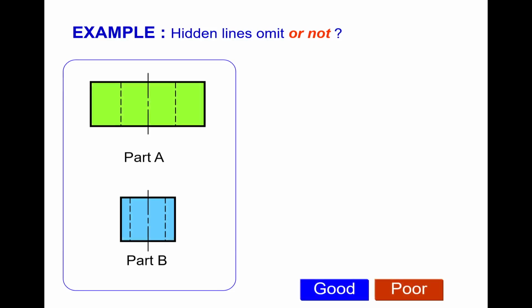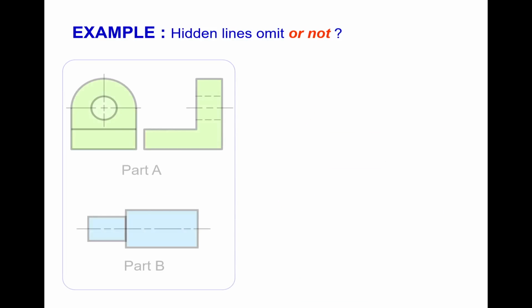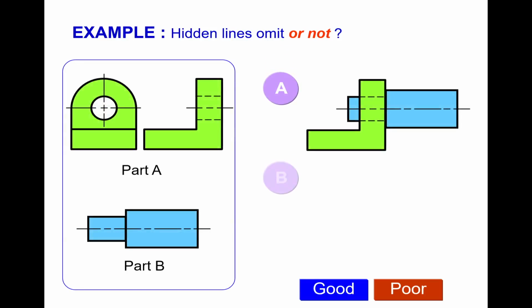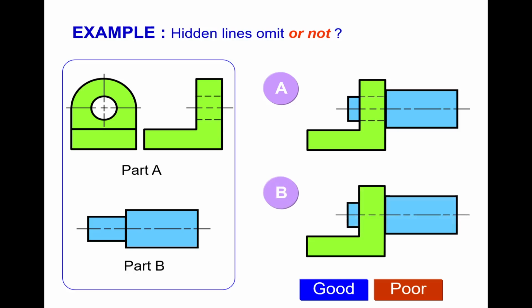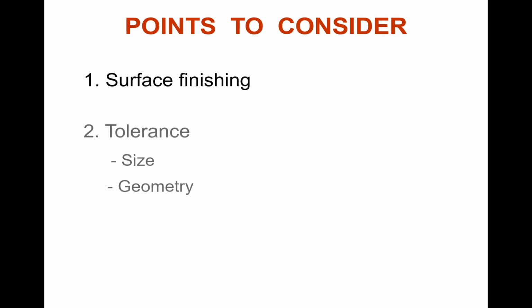And then this is another example of whether you should omit the hidden lines or not. Finally, what are the points to consider? Okay, the surface finishing, tolerance, size and geometry.